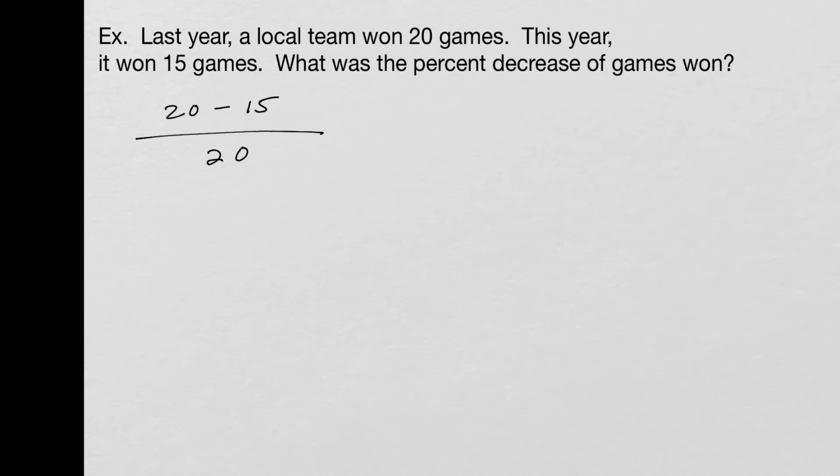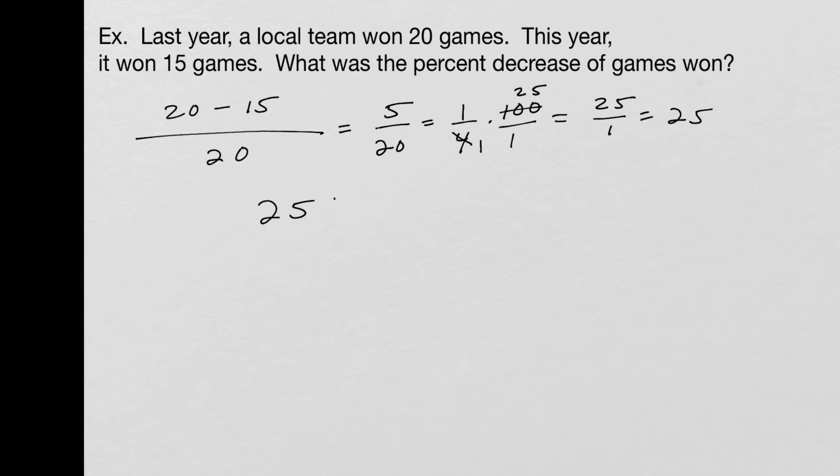So first of all, I can simplify this, right? This is equal to 5 over 20, which is equal to 1/4, right? 5 goes into 5 once. 5 goes into 20 4 times. And if I multiply by 100 to convert it into a percent, 4 goes into 4 once, 4 goes into 100 25 times. This is going to be 25 over 1, which is 25. So it looks like it's a 25% decrease, right, in their winning rate. So going from 20 to 15 is a 25% decrease.